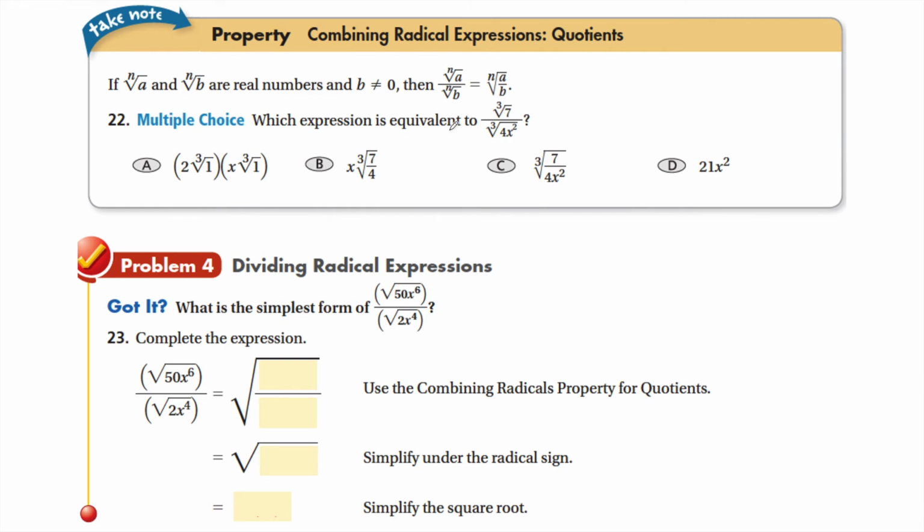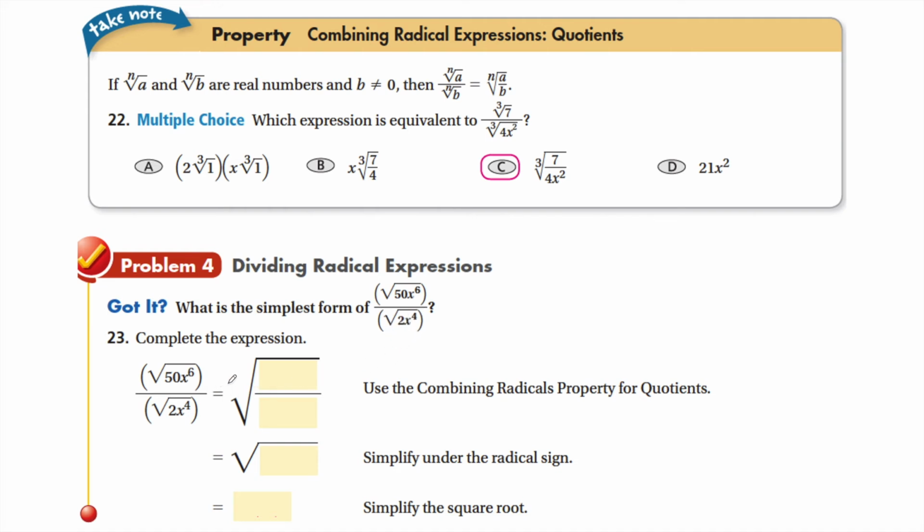So which expression is equivalent to the third root, or the cube root of 7, divided by the cube root of 4x squared? Well, anything that says the cube root of 7 divided by 4x squared is going to be correct, making it choice C. Now, what is the simplest form of the square root of 50x to the 6th power divided by the square root of 2x to the 4th power?